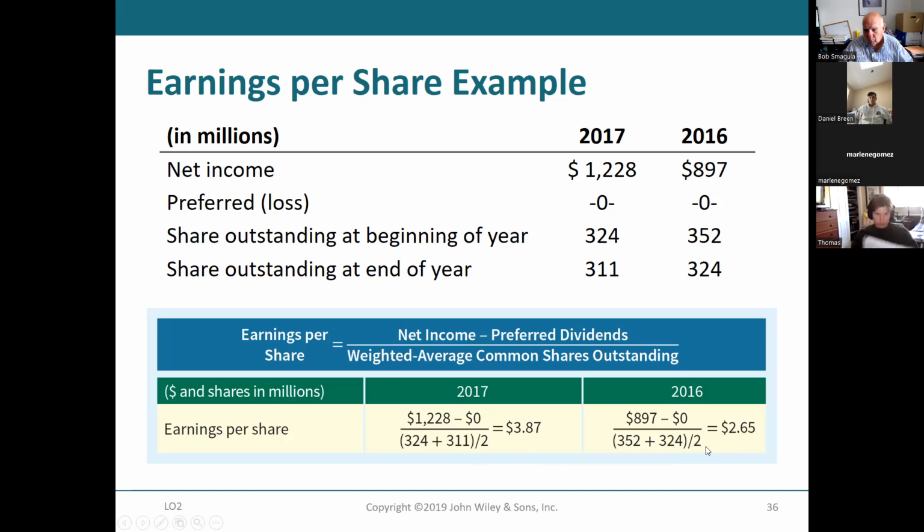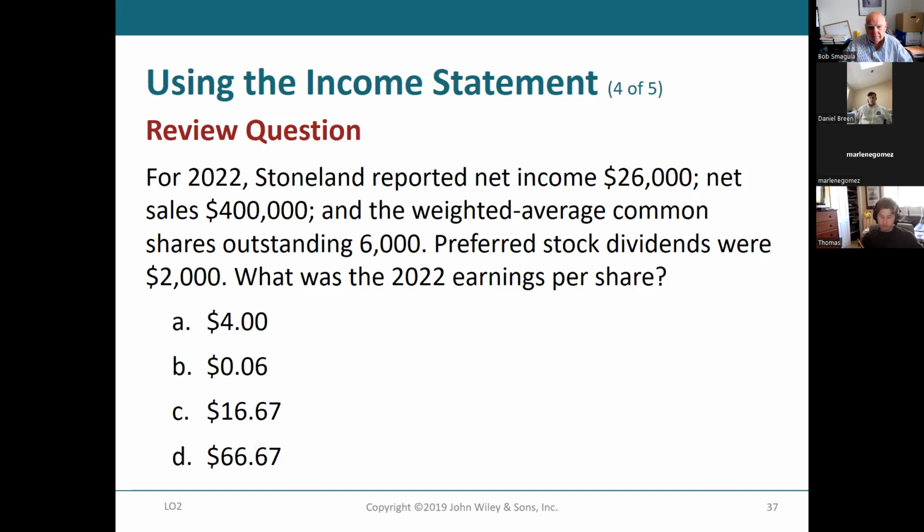$2.65. Now, why was that? Well, 2 reasons. They had fewer shares outstanding. They might have bought back some of their shares. And the income went up tremendously, went up by about 40%, it looks like. So there is one of your ratios, earnings per share.